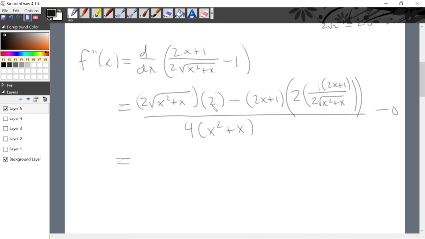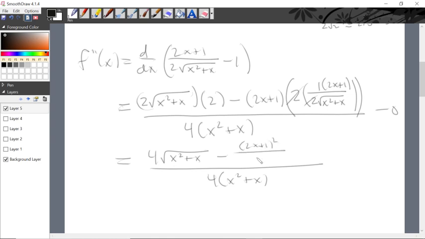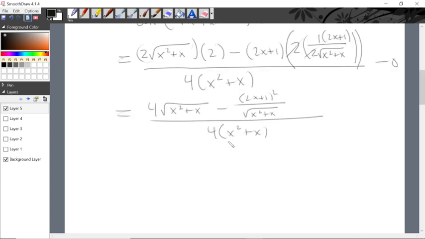So we have, let's see, these 2's will cancel each other out. We have 2 times 2 here, this is a 4, so I get 4 root x squared plus x. Denominator is 4 times the quantity x squared plus x. And then here, what do we have? We have minus, we have 2x plus 1 times 2x plus 1, so 2x plus 1 quantity squared over root x squared plus x. So we have a complex rational, or a complex expression is what we have. We have fractions inside of fractions.